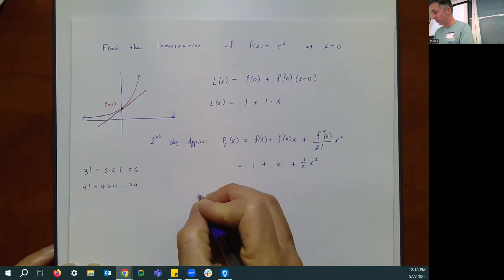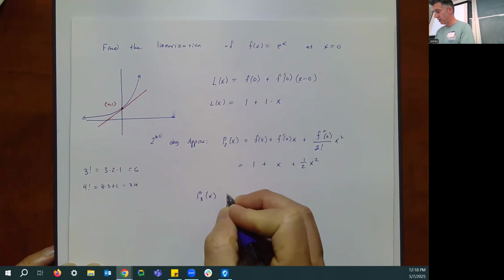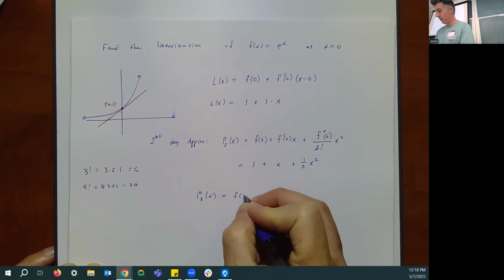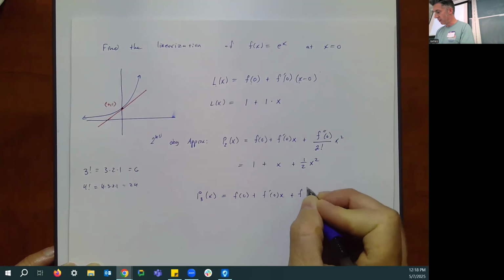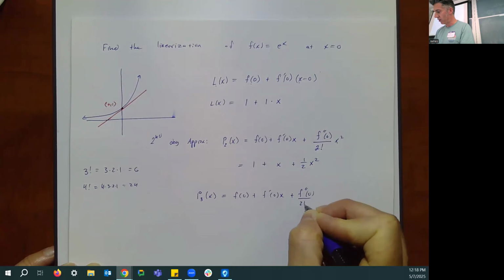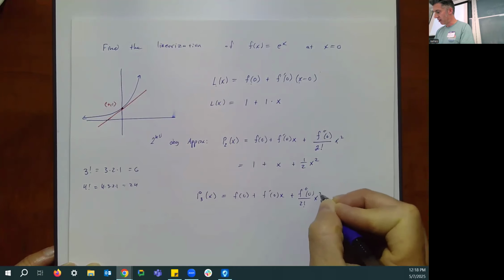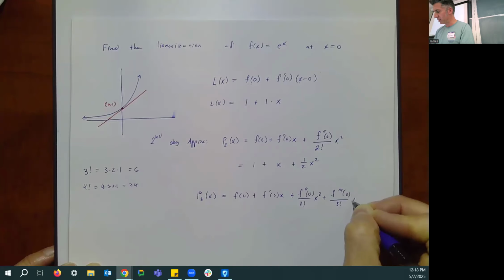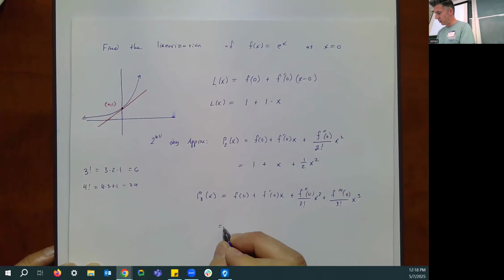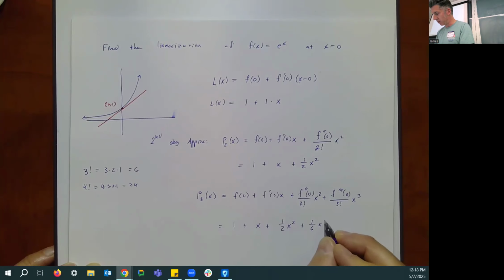If I wanted to find the third degree approximation, it would just be f of 0 plus f prime of 0 times x to the first plus f double prime of 0 over 2 factorial times x to the second plus f triple prime of 0 over 3 factorial times x to the third, which would end up being 1 plus 1 times x plus 1/2 times x squared plus 1 over 3 factorial, which is 6, times x cubed.